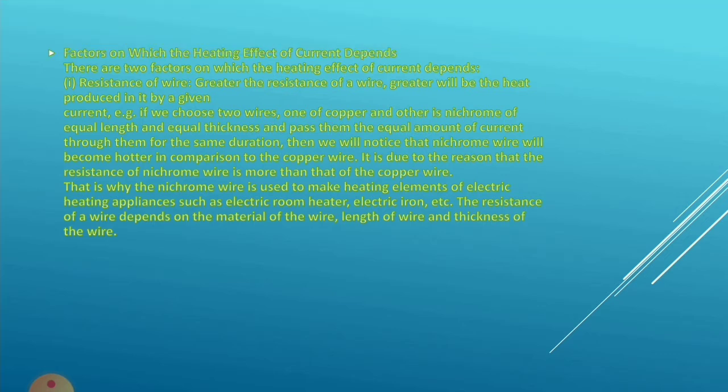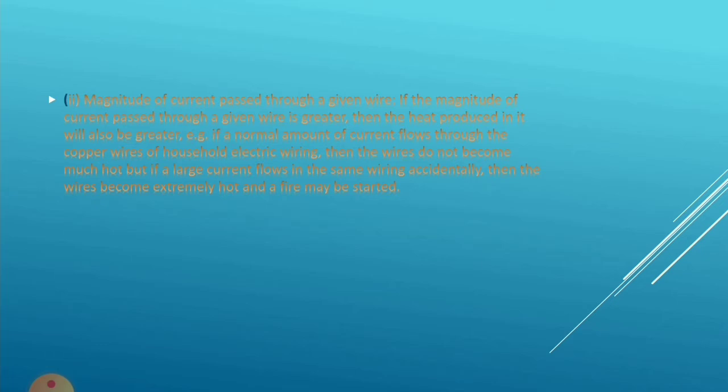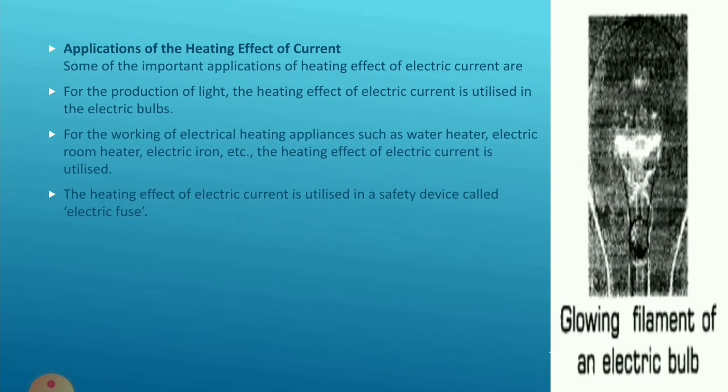So friends, next let's see about the magnitude of current passed through a given wire. If the magnitude of the current passed through a given wire is greater, then the heat produced in it will also be greater. For example, if a normal amount of current flows through the copper wire of household electric wiring, then the wires do not become much hot. But if a large current flows in the same wiring accidentally, then the wires become extremely hot and a fire may start. So next we are going to learn about applications of the heating effect of current.